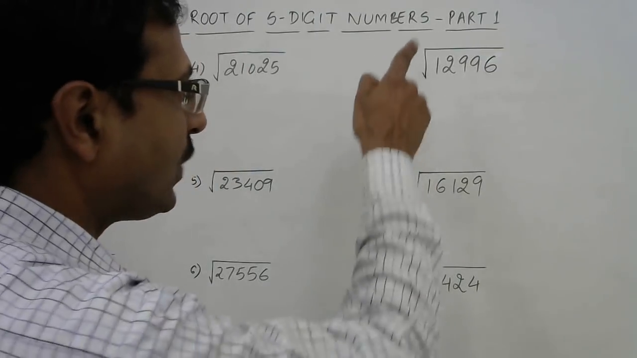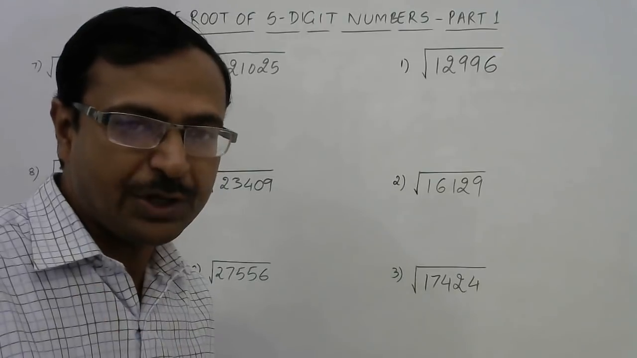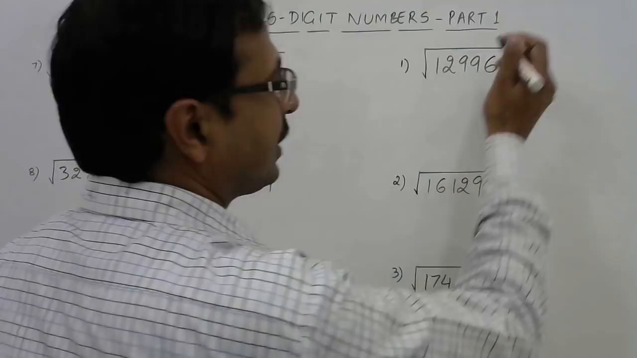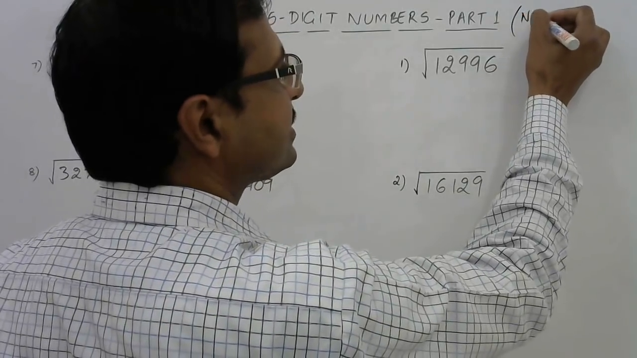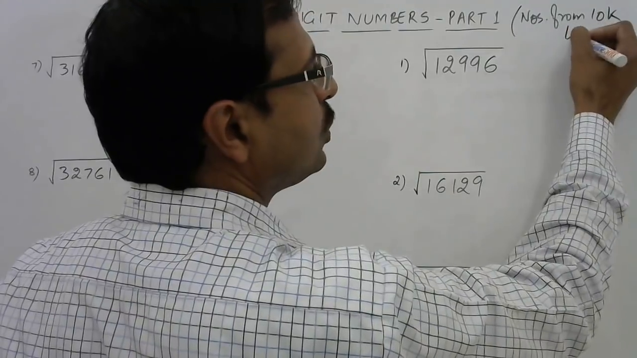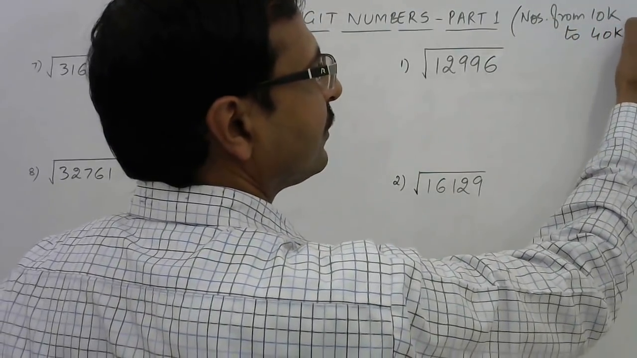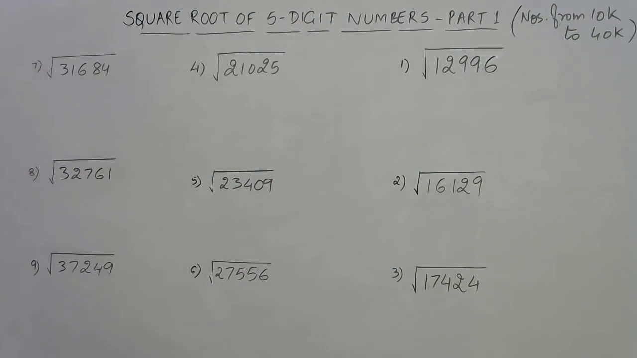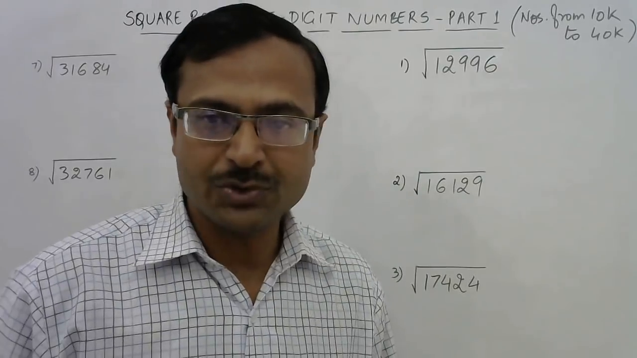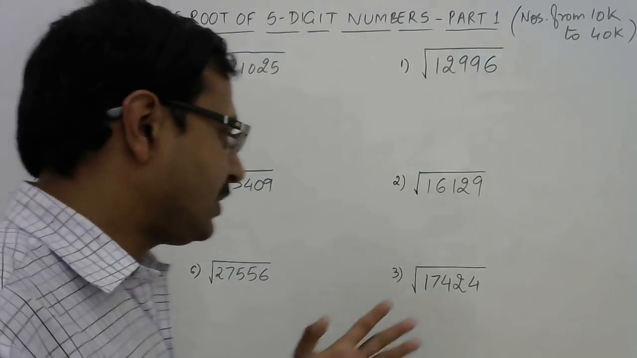So this is part 1 of the series of 2 videos on finding the square root of 5 digit numbers, and in this part 1 I am taking numbers from 10,000 to 40,000. So up to 40,000, any number of 5 digits, you can find the square root using this amazing shortcut which I am going to demonstrate using these 9 examples.